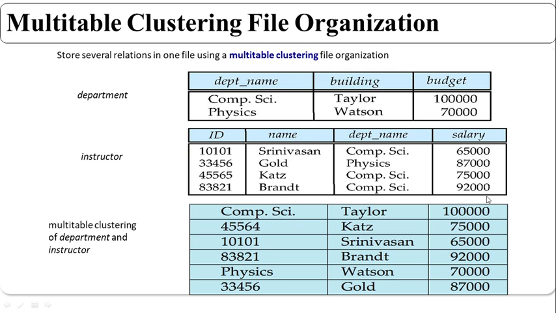Multi-table clustering file organization: store several relations in one file using a multi-table clustering file organization. Here, for example, we have department as one table and instructor as another table. Multi-table clustering means department and instructor together. We have selected some of the information from that. That is computer science we had, and physics, Western we had, but we had IDs also.